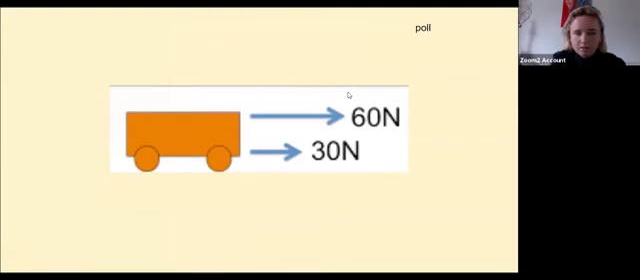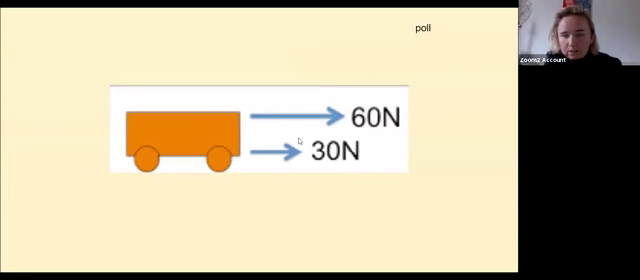Okay, 5 more seconds. 5, 4, 3, 2, 1. So again, we're having a really consistent, about 70% constantly getting the answer right. That's fantastic results, guys. Really well done. So the answer is 90 newtons to the right.